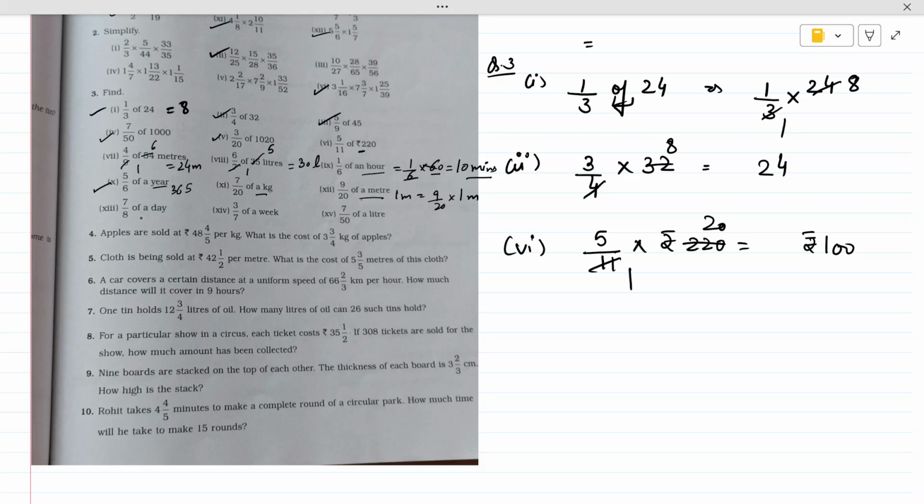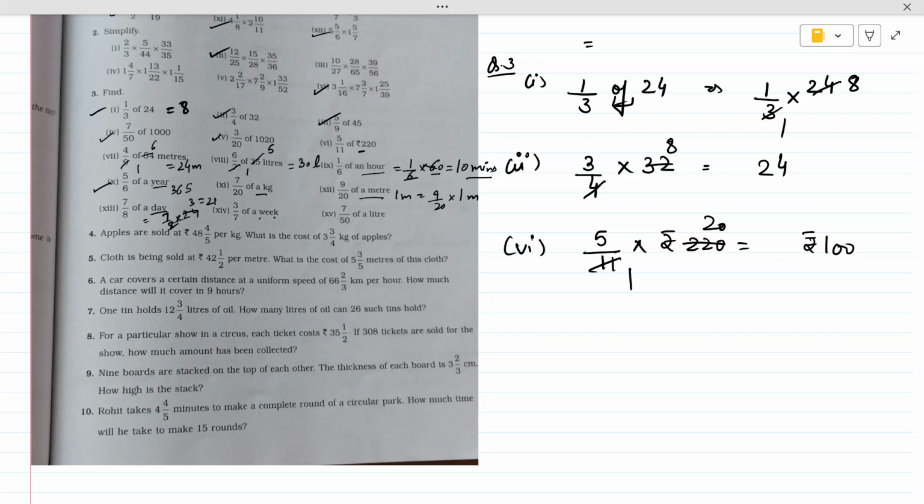7 by 8 of a day. 3 by 7 of a week. So when we say day, we can find it in hours also. 7 by 8 of how many hours in a day? 24. So it will be 8 into 3. The answer here will be 21 hours.